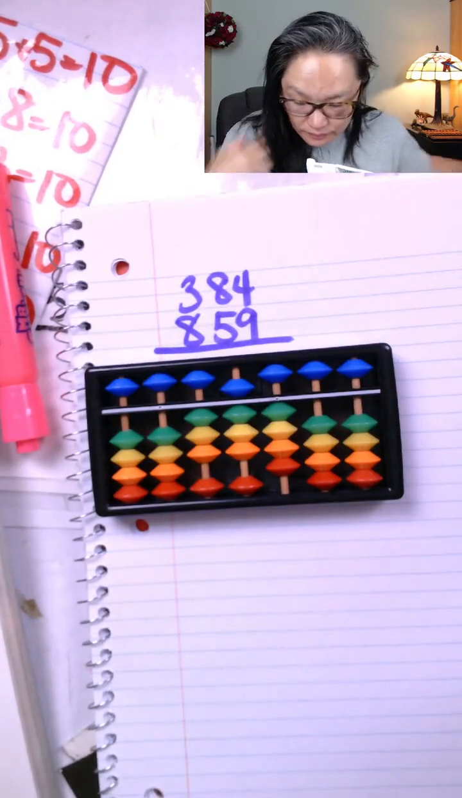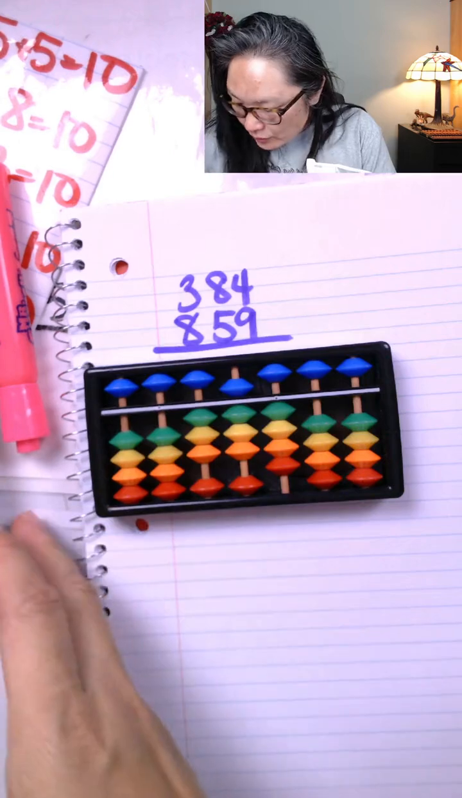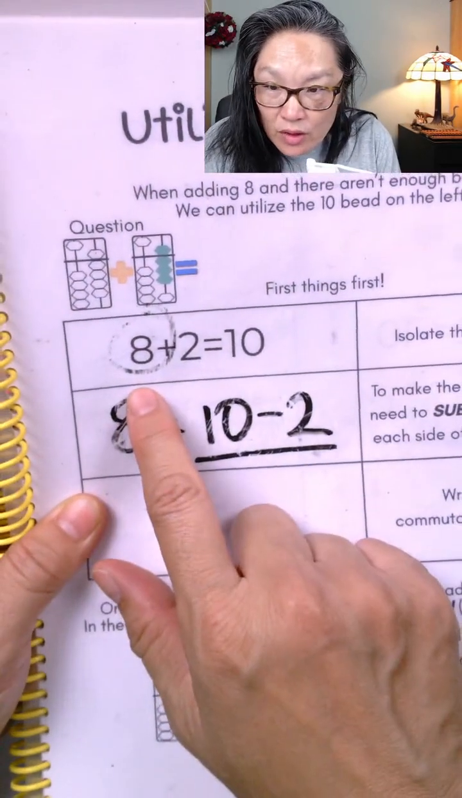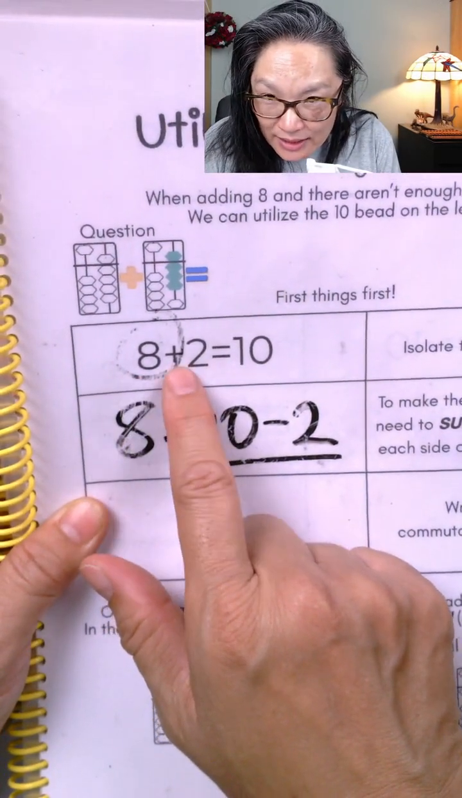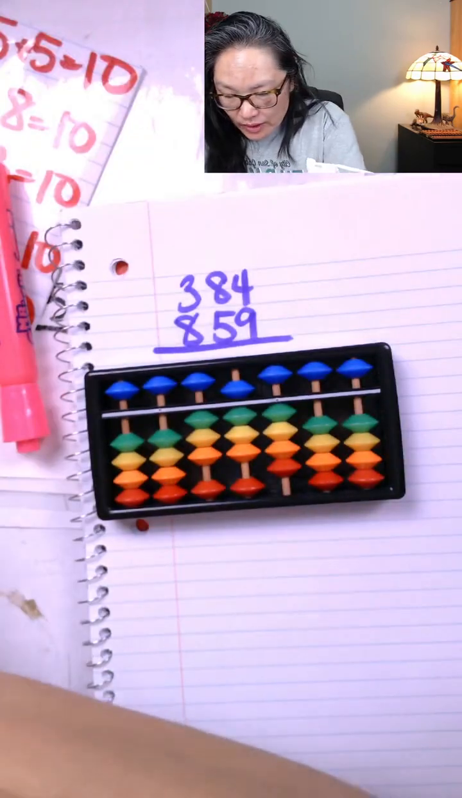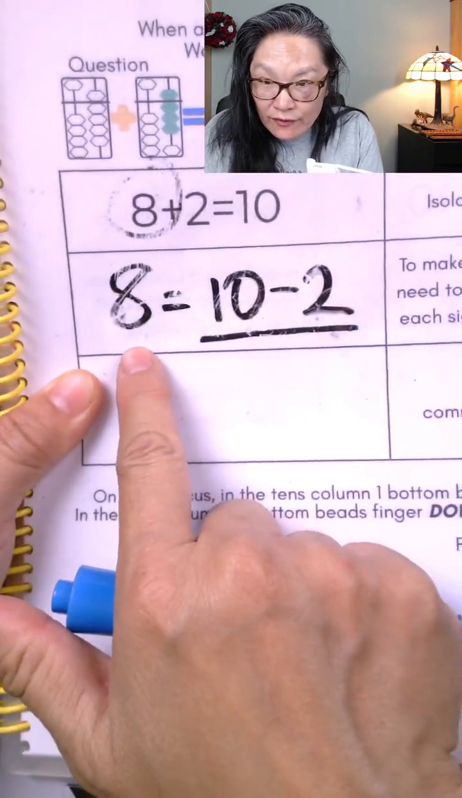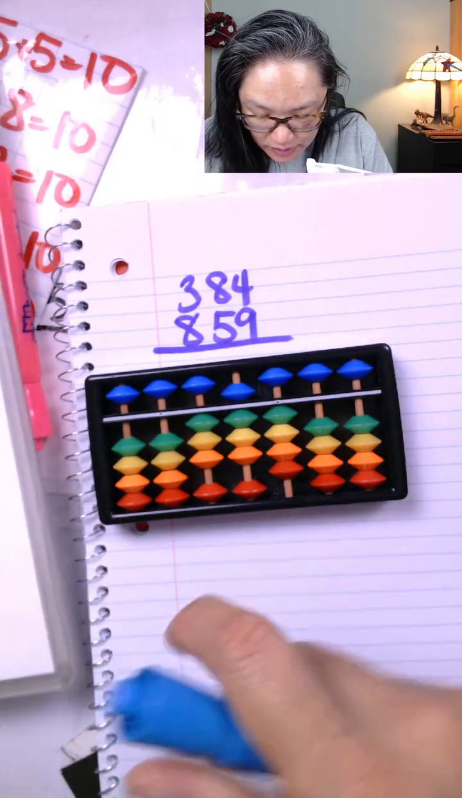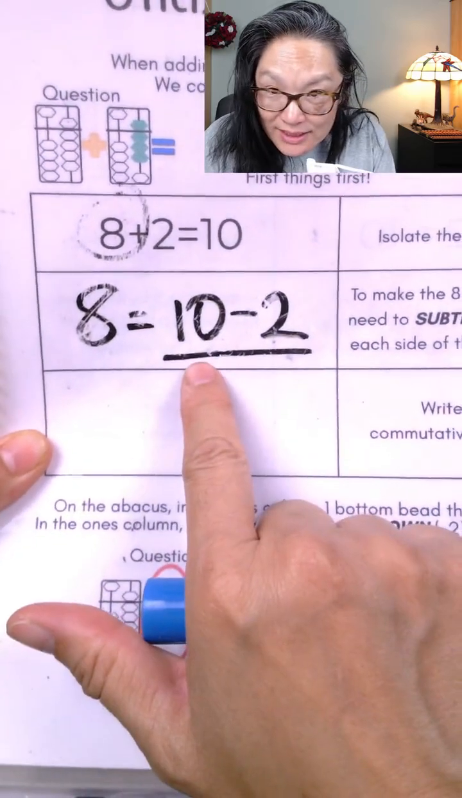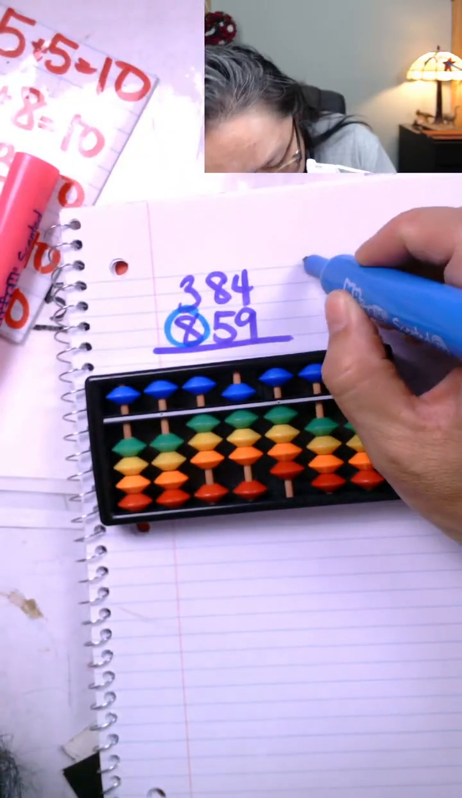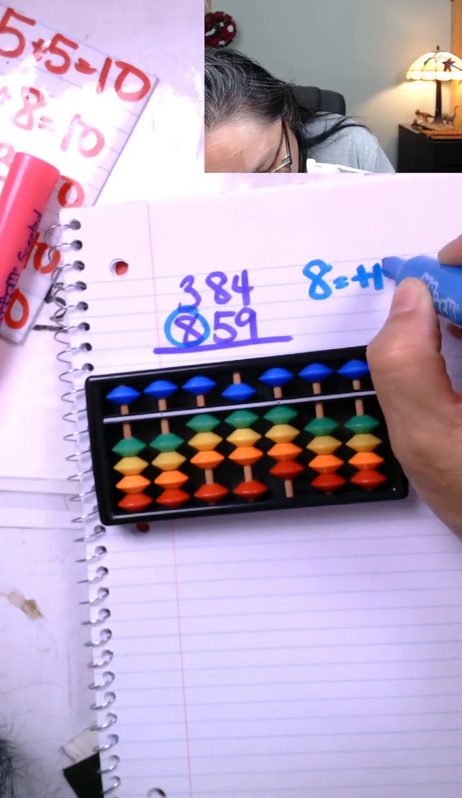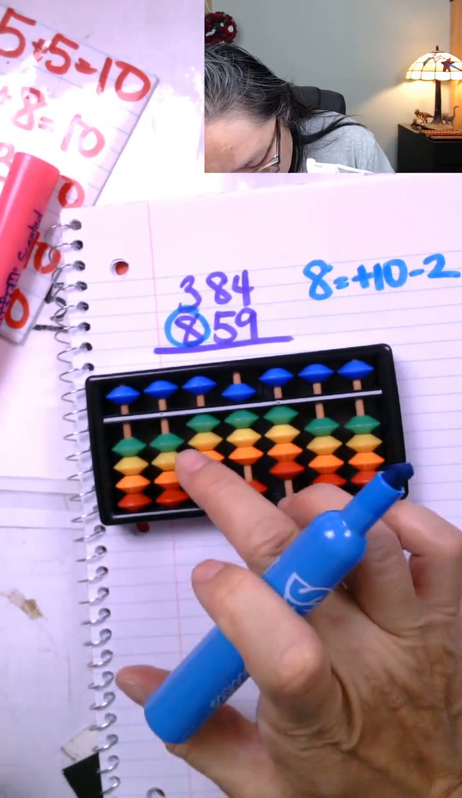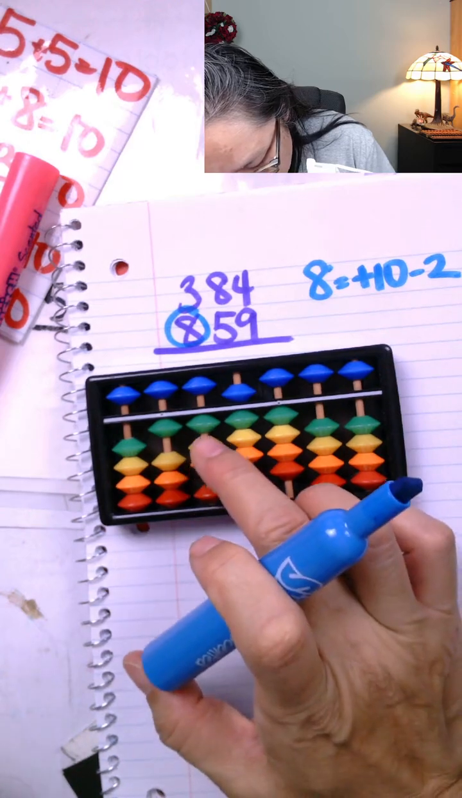Okay. So then we have 8. When we have 8, we know we're going to add the 8 as plus 8, and 2 is equal to 10. So I'm going to modify it. I'm going to isolate the variable. What variable? It's the 8 that we're looking at. So when we look at the 8, we want to plus the 10 minus the 2. So 8 is equal to plus the 10 minus the 2.